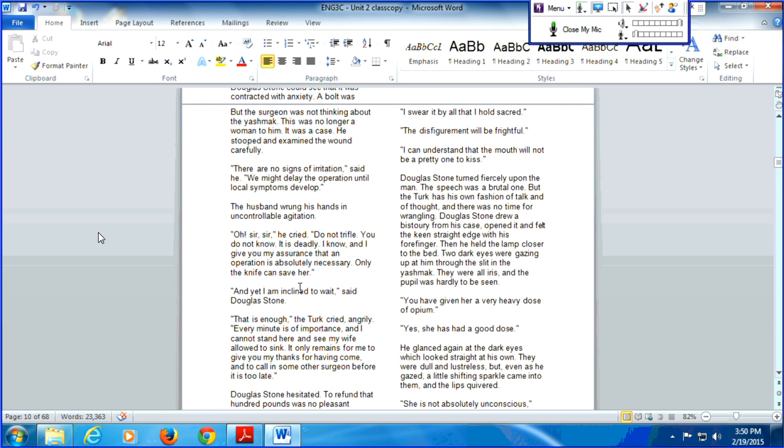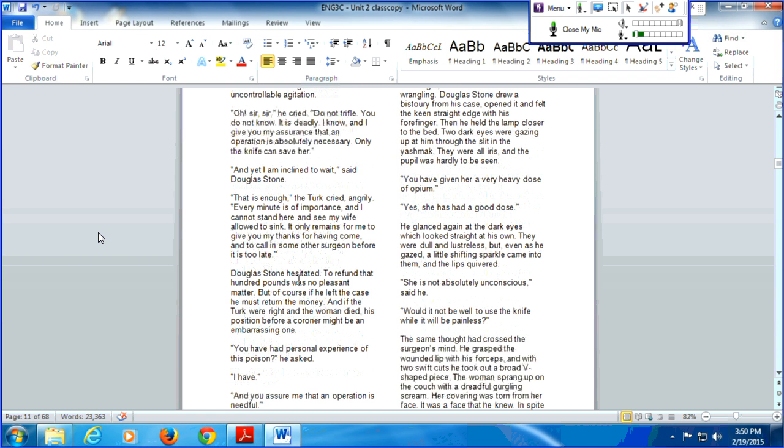"There are no signs of irritation," said he. "We might delay the operation until local symptoms develop." The husband wrung his hands in uncontrollable agitation. "Oh, sir," he cried, "do not trifle. You do not know. It's deadly. I know, and I give you my assurance that an operation is absolutely necessary. Only the knife can save her." "And I'm inclined to wait," said Douglas Stone. "That's enough," cried the Turk angrily. "Every minute is important, and I cannot stand and see my wife allowed to sink. It's too late to call some other surgeon before it's too late." Douglas Stone hesitated.